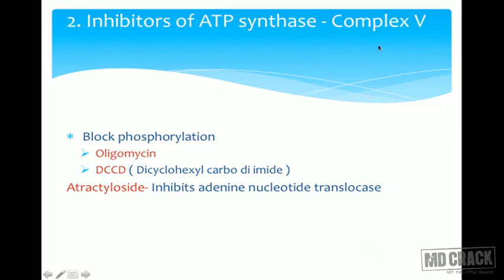And inhibitors of ATP synthase, complex 5. They block phosphorylation. We already know FO, O stands for oligomycin. Then you have DCCD, dicyclohexylcarbodiimide. Just again, from an MCQ point of view, that's all you need to know. Atractyloside inhibits adenine nucleotide translocase.